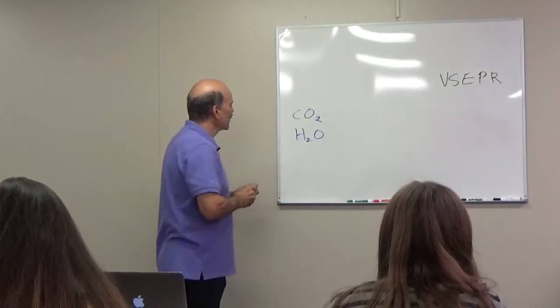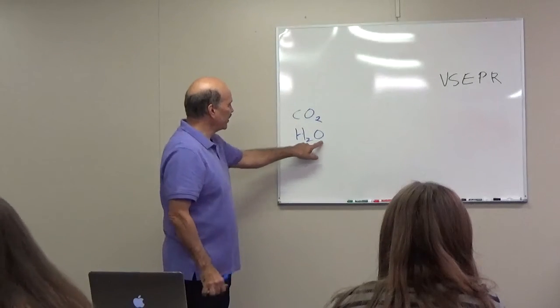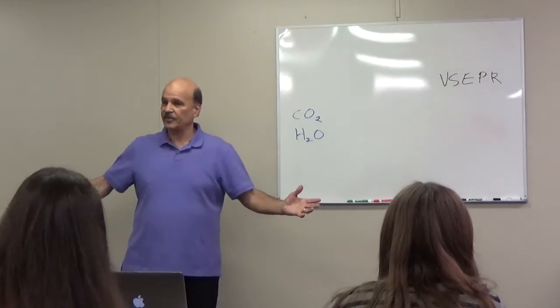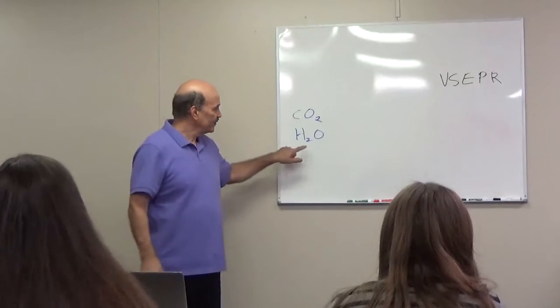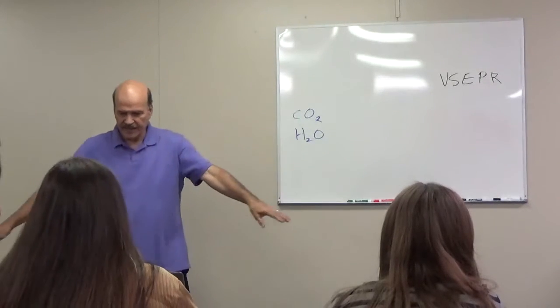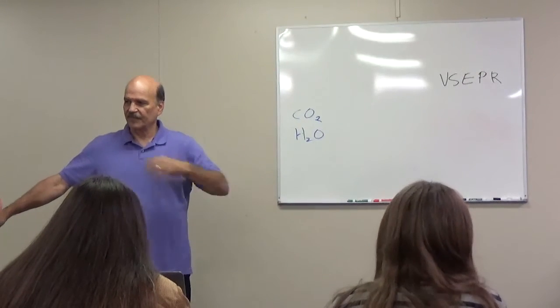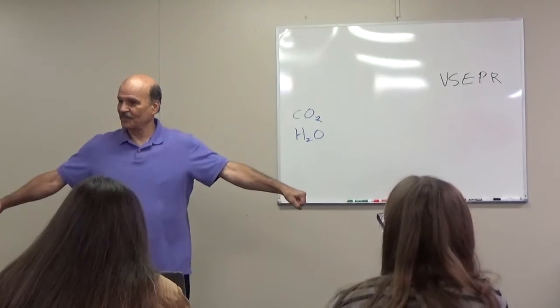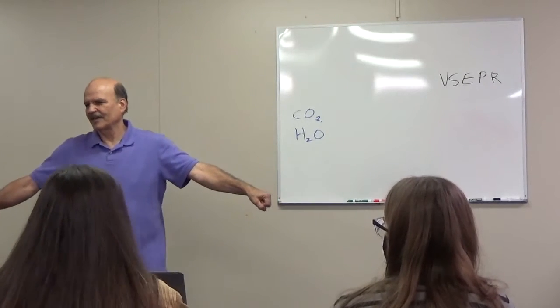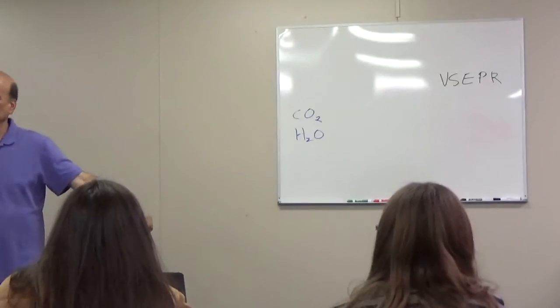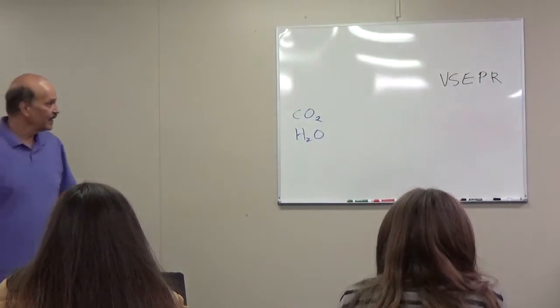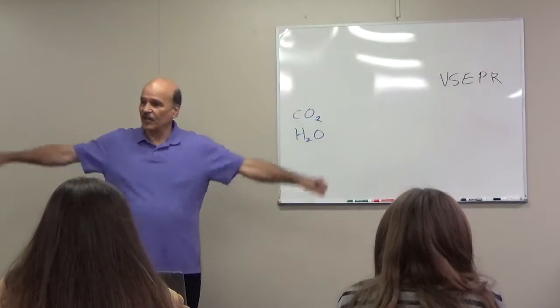Here you have one carbon with two oxygens. Here you have one oxygen with two hydrogens. You think they have the same shape, but they don't. This one is polar, and the angle between the two hydrogen atoms, with the oxygen atom at the center, is about 109.5. Actually with water, it's about 107. With carbon dioxide, it's 180 degrees.